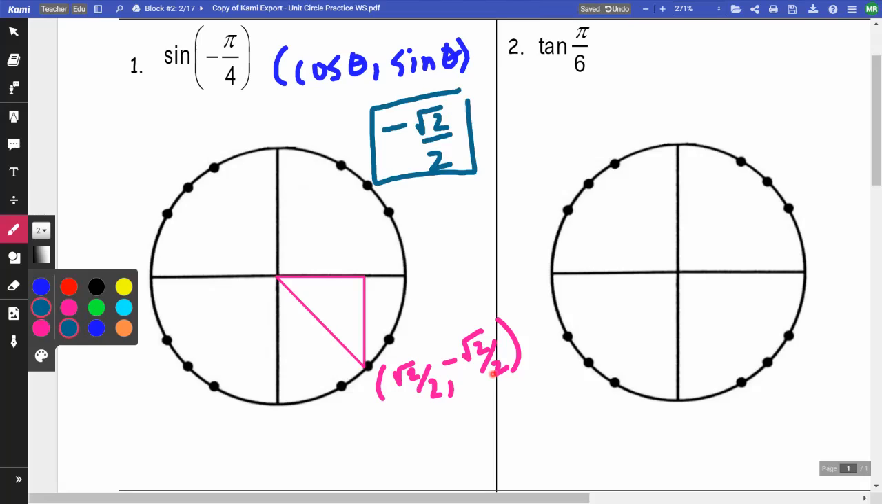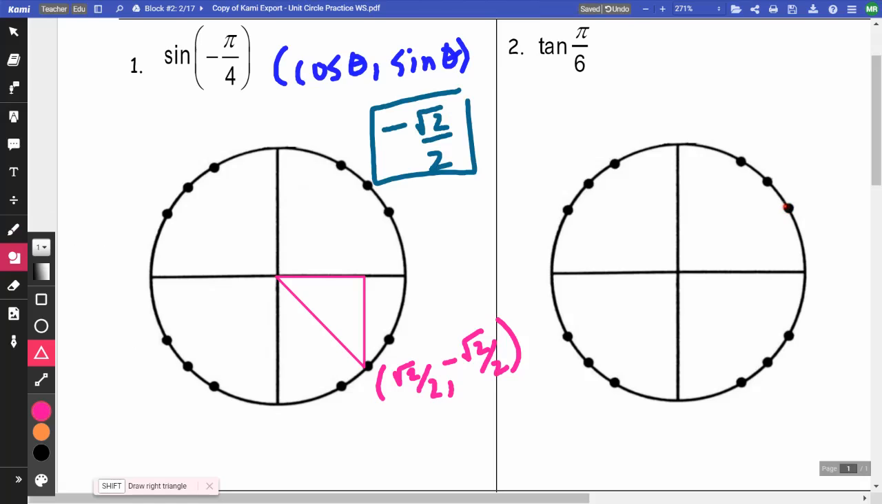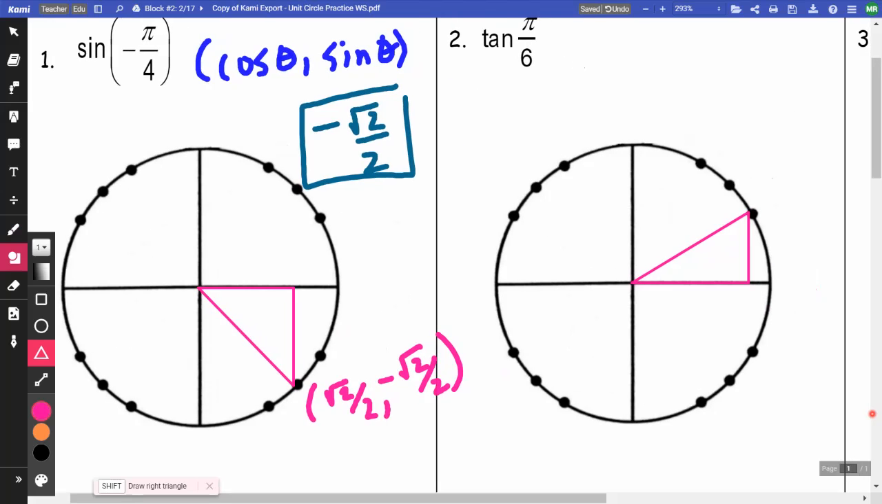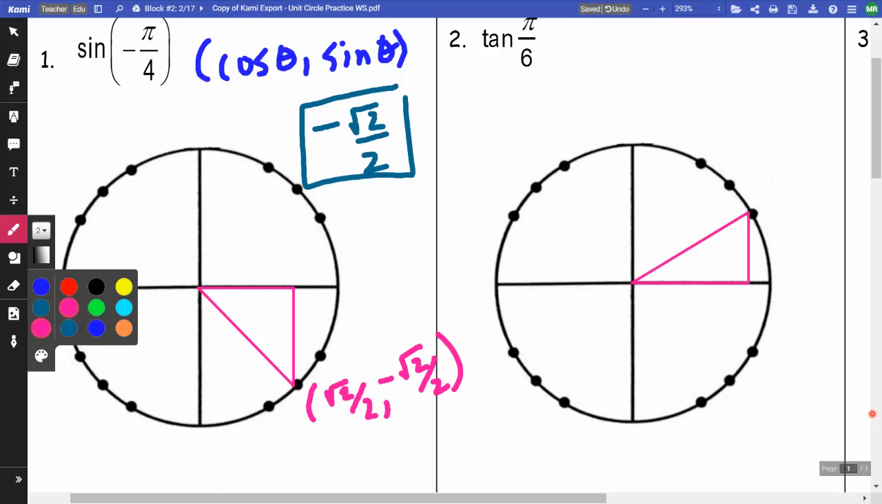Now on the next one, we're dealing with positive pi sixth. So I'm going to start here. I'm going to grab my triangle, and I'm going to hit my shift and draw it. When I'm here at pi sixth, I'm going to scooch it over a little bit. This is where you need to remember long, comma, short. Long is √3 halves, short is 1/2. So this is going to be long √3 halves, comma, short 1/2.